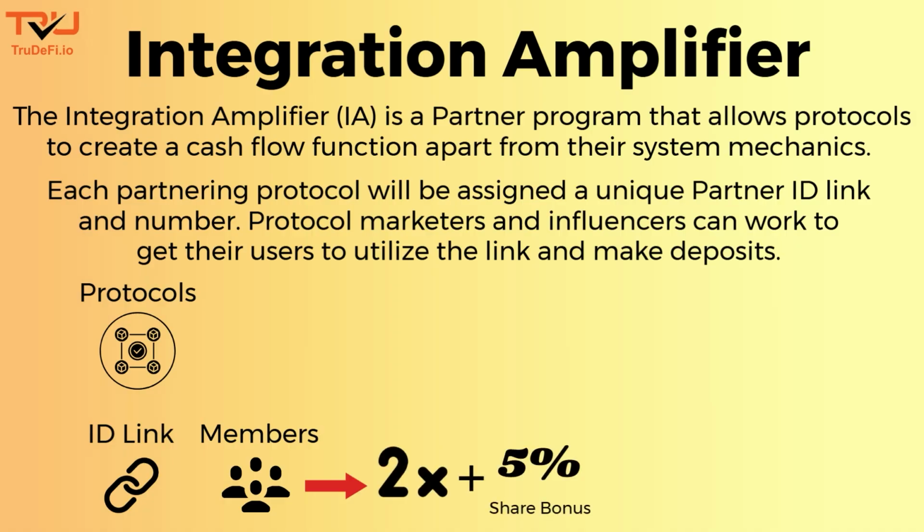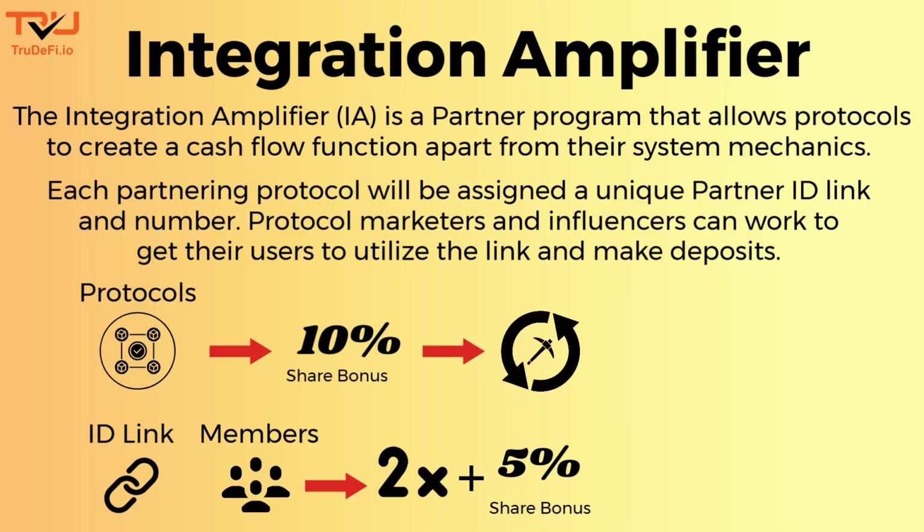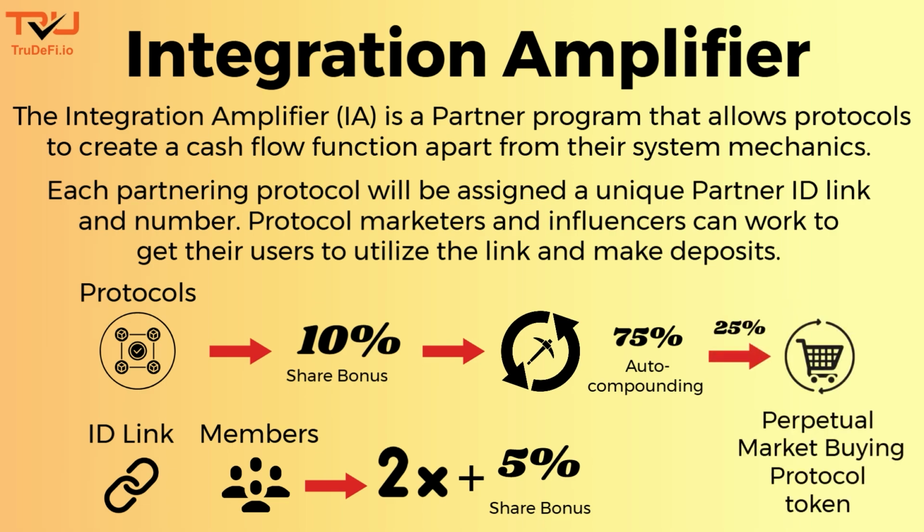The protocol then receives a 10% bonus in Tru shares, and those shares then go into the system as miners and auto-compound at a 75% rate. The 25% as profit goes to perpetually market buy that protocol's token. All protocols that participate in the IA will set themselves up for success by sowing the seeds as miners which will perpetually purchase their tokens from the market.